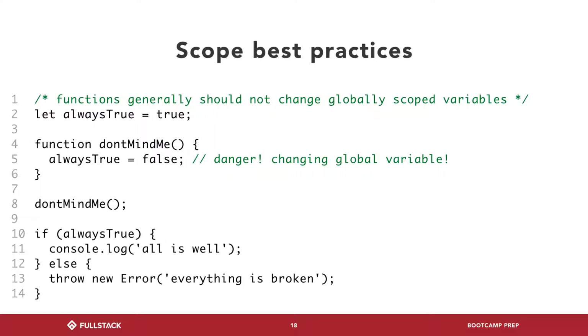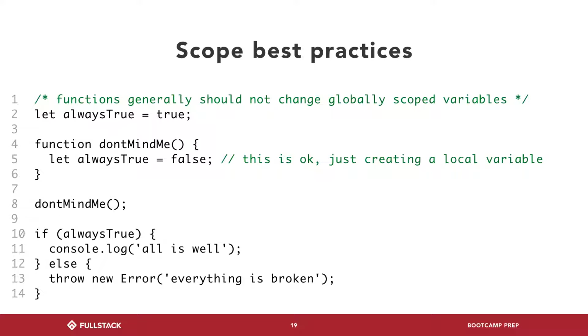But in general, you really shouldn't be changing variables on the global scope unless you're sure no one else is using it. But one way to get around that is you can always redefine your own version of the global variable, right? And just use that instead.